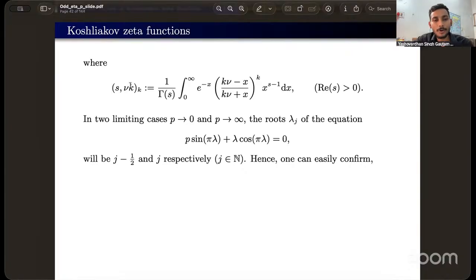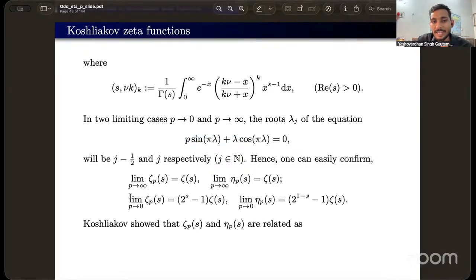Now let's see how these roots, lambda 1, lambda 2, behave in the limiting cases p tends to 0 and p tends to infinity. If we take p tends to 0 in this equation, the only remaining term is cos pi lambda. As we are taking positive roots, the only solutions to cos pi lambda equals 0 are j minus half. Similarly, for p tends to infinity, first we divide this equation by p, then take p tends to infinity. The only term that will survive is sin pi lambda. As we are taking positive roots, the only solutions to sin pi lambda equals 0 will be j.